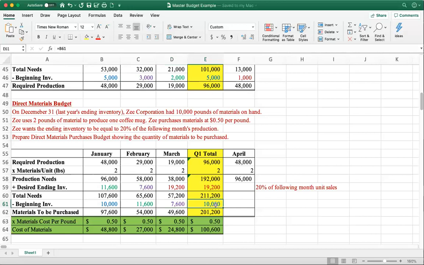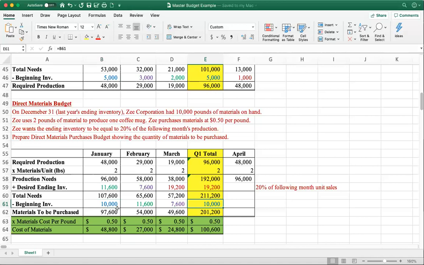And then 211,200 total needs is the sum of all the needs, or 192,000 plus 19,200 also gives you 211,200. And if you look at this 10,000, it is not the sum of all the months. 10,000 is the beginning inventory of the quarter, which is the beginning inventory of the first month of the quarter, January. So we copied that and subtracted that, and we get 201,200. So this is materials to be purchased.